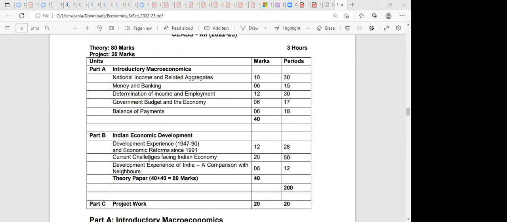Then current challenges. What are the challenges the Indian economy is facing right now? That is going to be for 20 marks. Next is development experience of India. Once you develop, there is a comparison, right? For example, your sister got 96, you are getting 98, your brother got this, your cousin got this. Similarly, we will be comparing India with neighbors like China, Bhutan, Nepal, and the growth of India and other countries. That is for 8 marks. So in total 40 and 40 both, and 20 marks will be your assignment. Clear?